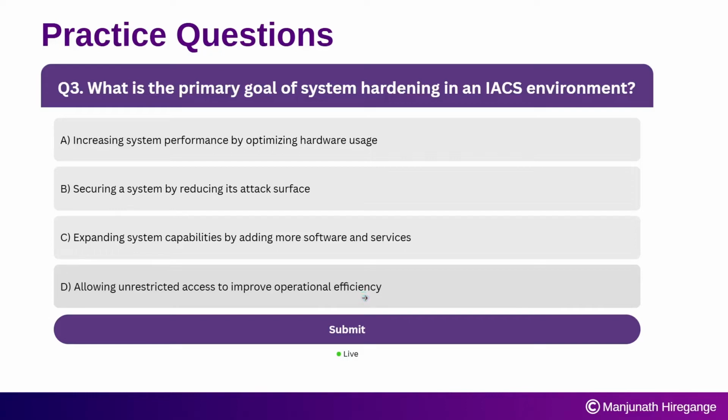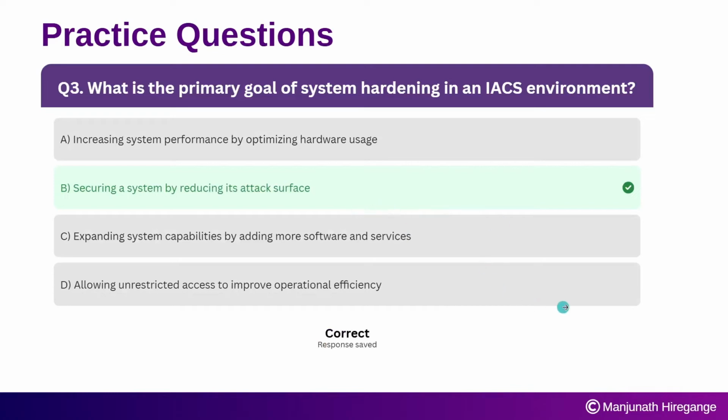So system hardening, why do we do it? It's a security best practice. System hardening is all about minimizing the security risk by eliminating unnecessary entry points that attackers could exploit. For example, removing unused software, disabling unnecessary services, enforcing strong access control, and applying security patches. Unlike the other options like system optimization, system expansion, or allowing unrestricted access for operational efficiency, the right answer is securing a system by reducing its attack surface. So that's the correct answer.